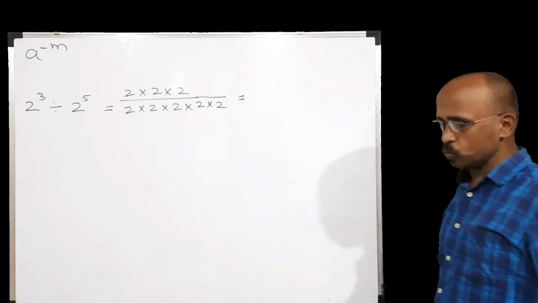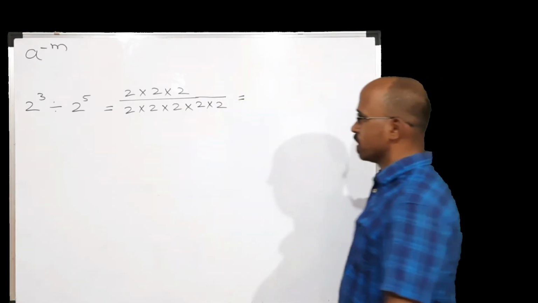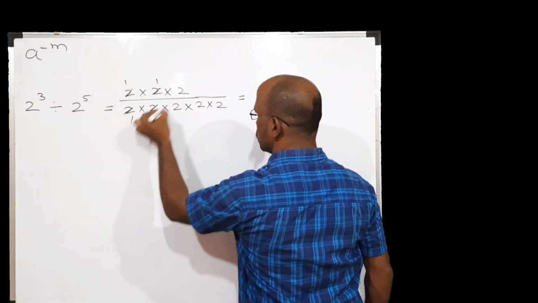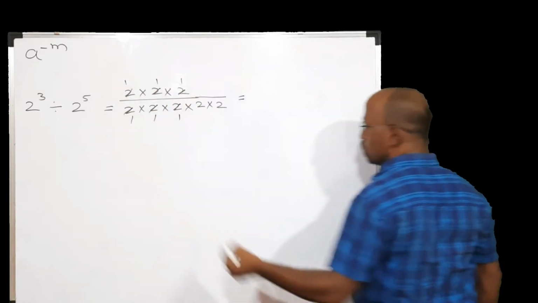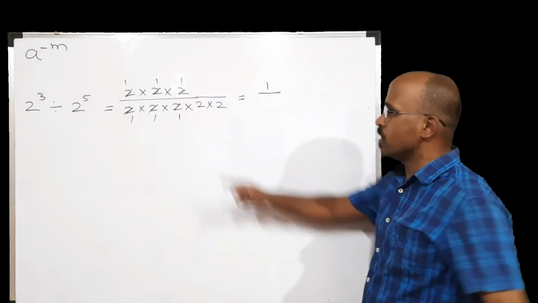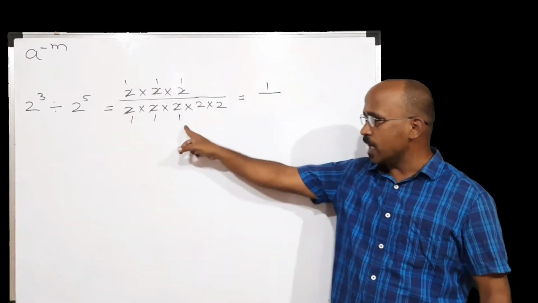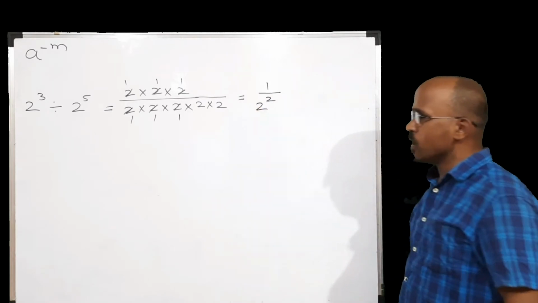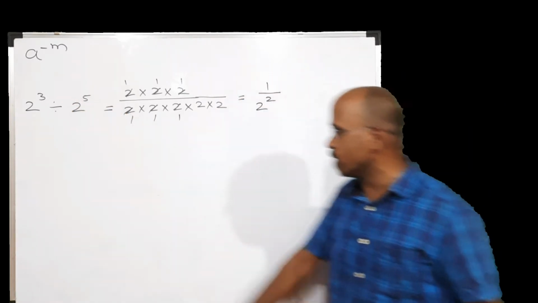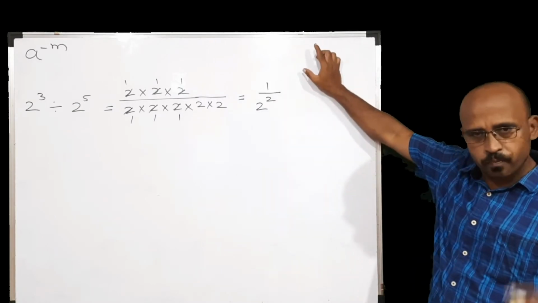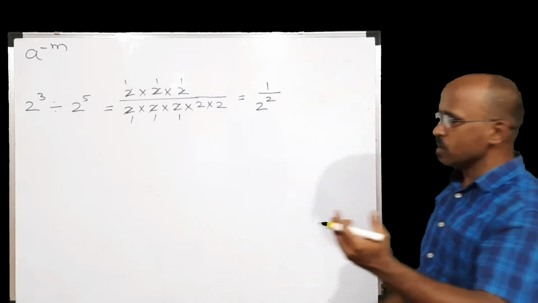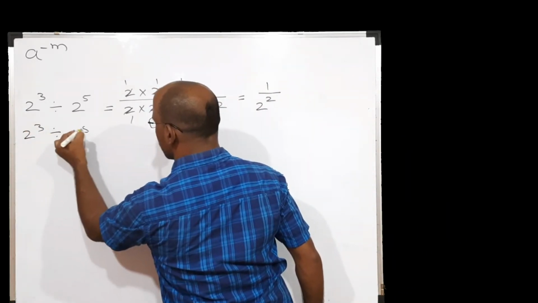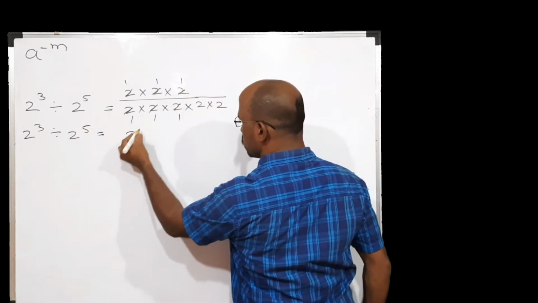So by applying test of divisibility, 2 ones are 2, 2 ones are 2, 2 ones are 2. So at the numerator, 1 multiplying itself so many times is 1. At the denominator, 2 into 2, 2 raised to 2. Clear? So 2 raised to 3 divided by 2 raised to 5 is equal to 1 upon 2 raised to 2. But by the rule of indices, 2 raised to 3 divided by 2 raised to 5 is equal to 2 raised to 3 minus 5.